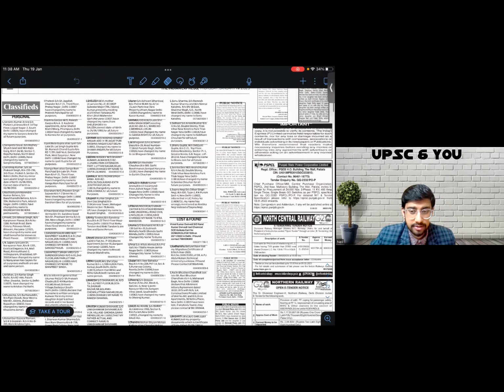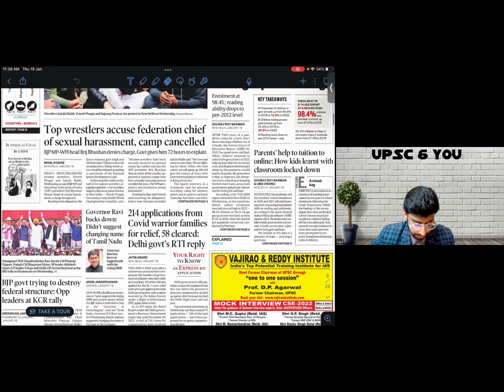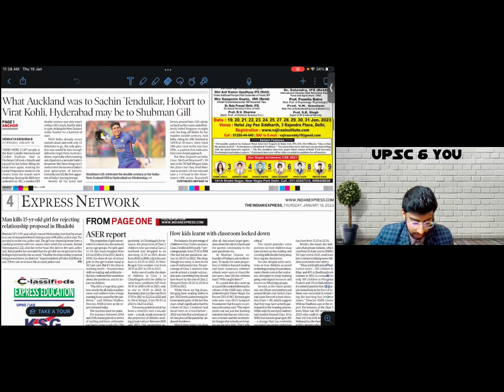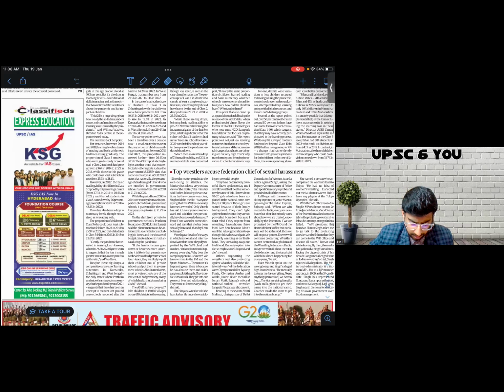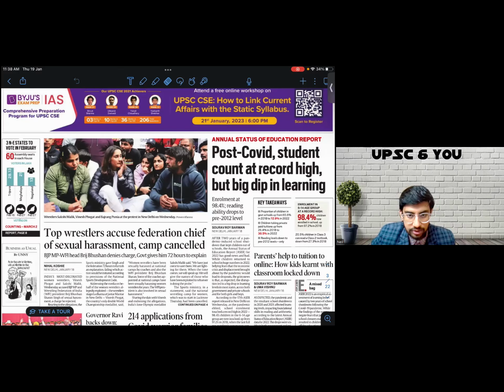Page number 2 has classifieds and tenders, nothing important. Then we come to the first page, again, nothing worth putting your time into as far as the preparation of the exam is concerned. Then, of course, on the first page, they speak about the ASER report. But most of the things have already been covered in the previous editions.